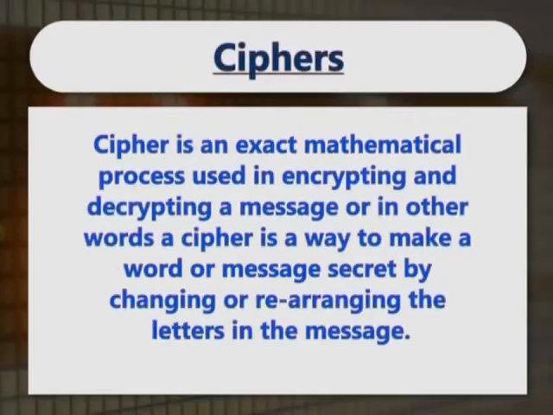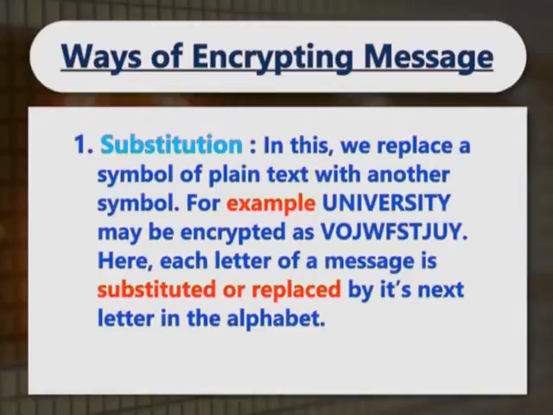Cipher is an exact mathematical process used in encrypting and decrypting a message, or in other words, a cipher is a way to make a word or message secret by changing or rearranging the letters in the message. There are two basic ways of encrypting a message, either through substitution or through transposition. In substitution, we replace a symbol of plain text with another symbol.